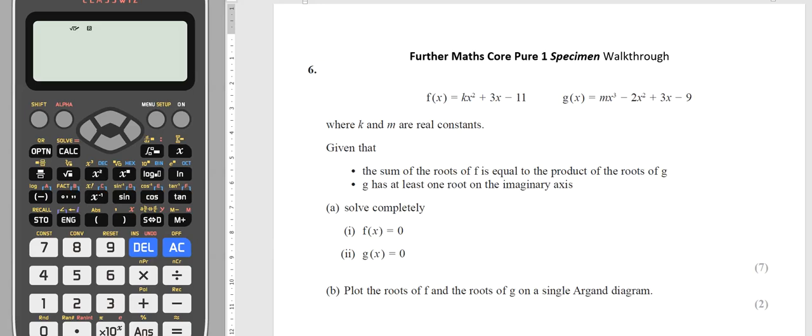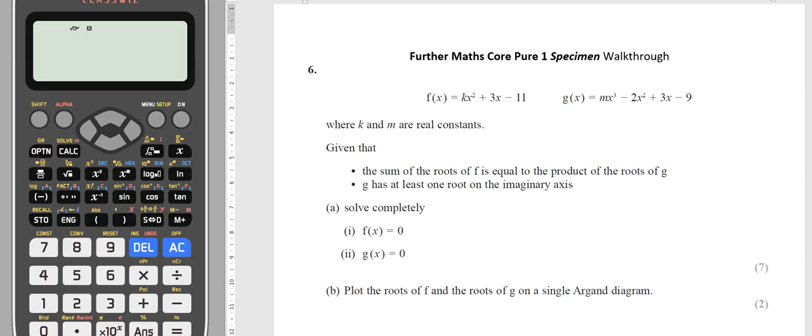Edexcel Further Maths, Core Pure 1, Specimen Paper, Question 6. When we first look at a question like this, we want to skim through and get a sense of what the topic might be. At the very end, it talks about plotting roots on an Argand diagram, so we know that something to do with complex numbers is involved. And then as we read through, we can see it talks about the imaginary axis as well in the second bullet point. But at the very beginning, it's essentially defined for us two functions.